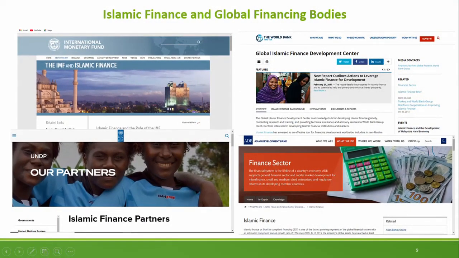Also, you can see that Islamic finance is becoming popular with the global financing bodies. Islamic finance options are available with the IMF, the World Bank, Asian Development Bank, and United Nations organizations, for example UNDP. All of these are offering their products in Islamic finance versions as well.